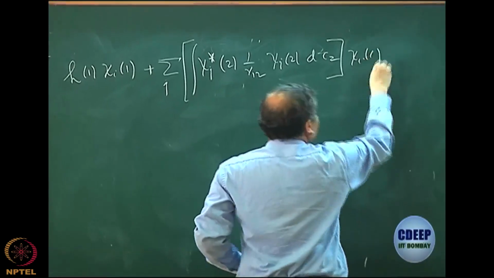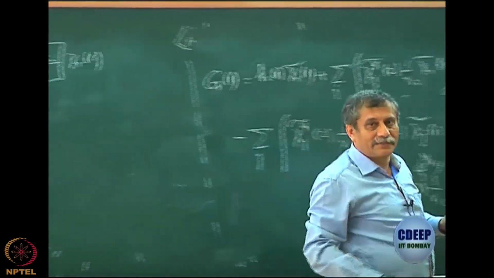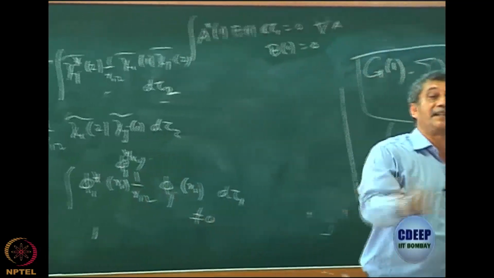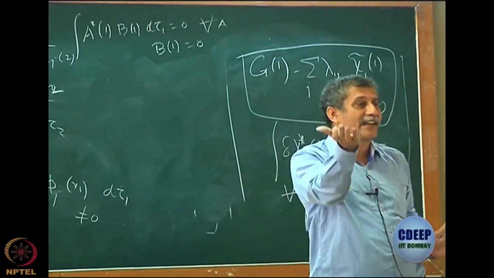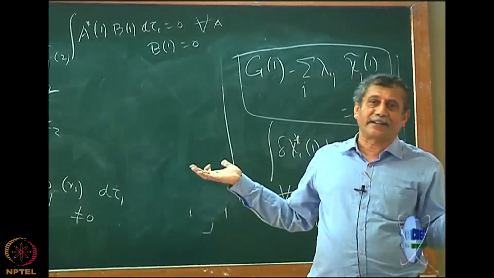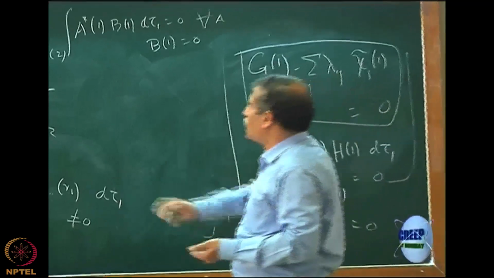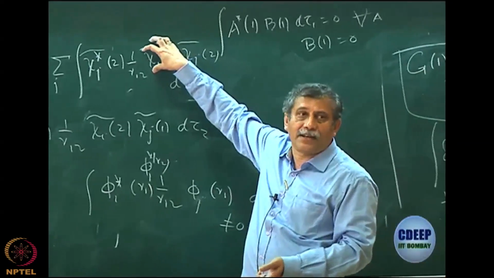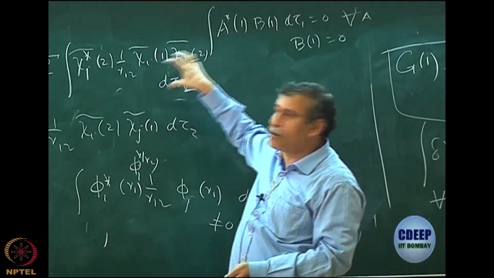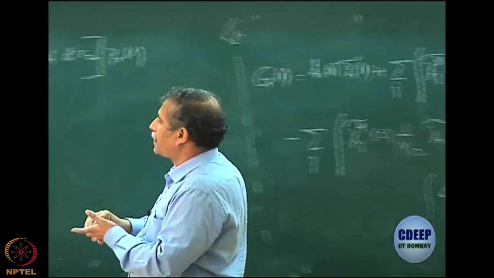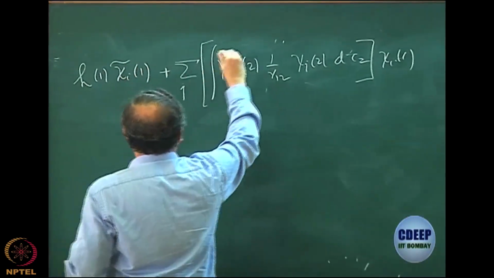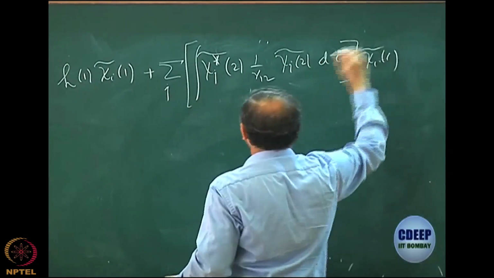I hope you understand that this is same as this. It is just that I am first completing the d tau 2 integration, then writing the chi1 because chi1 cannot be integrated. When I am doing the d tau 2 integration, chi tilde 1 is a constant. So it can come out of the integration sign. That's what I have done. Again, to be consistent, let's put the tildes.